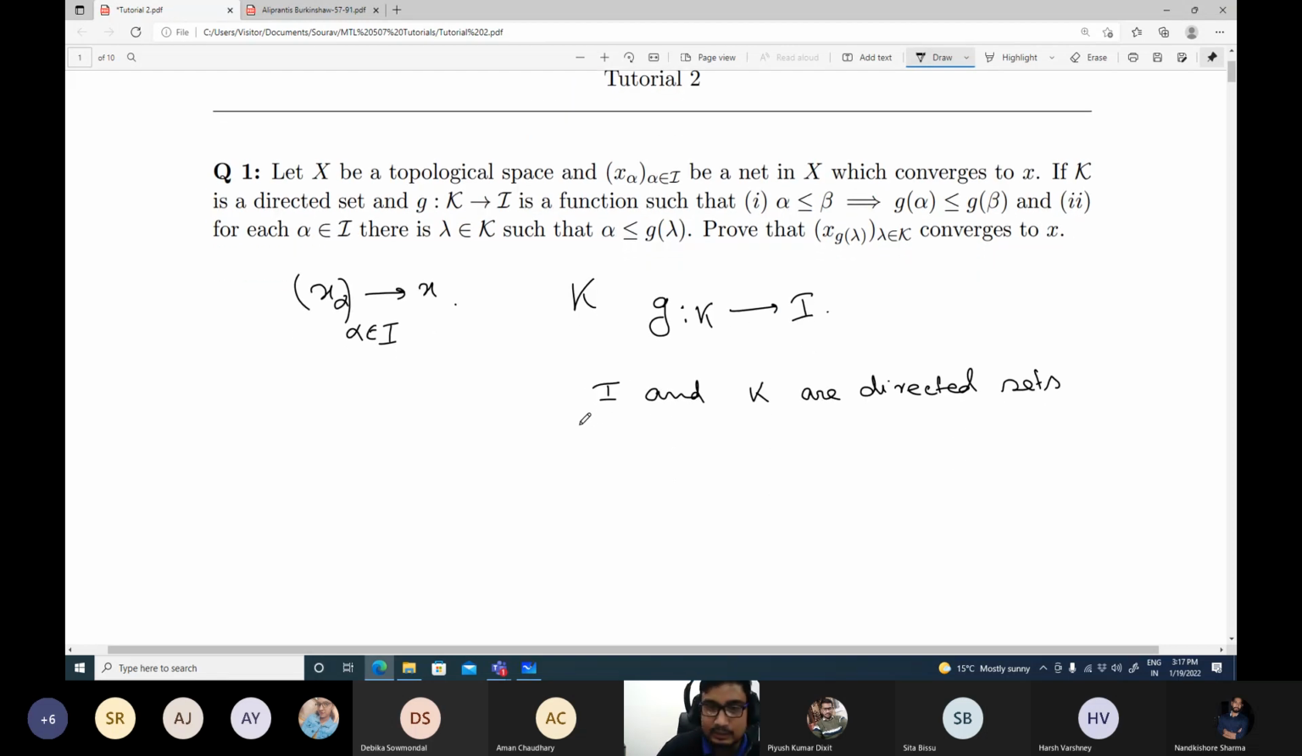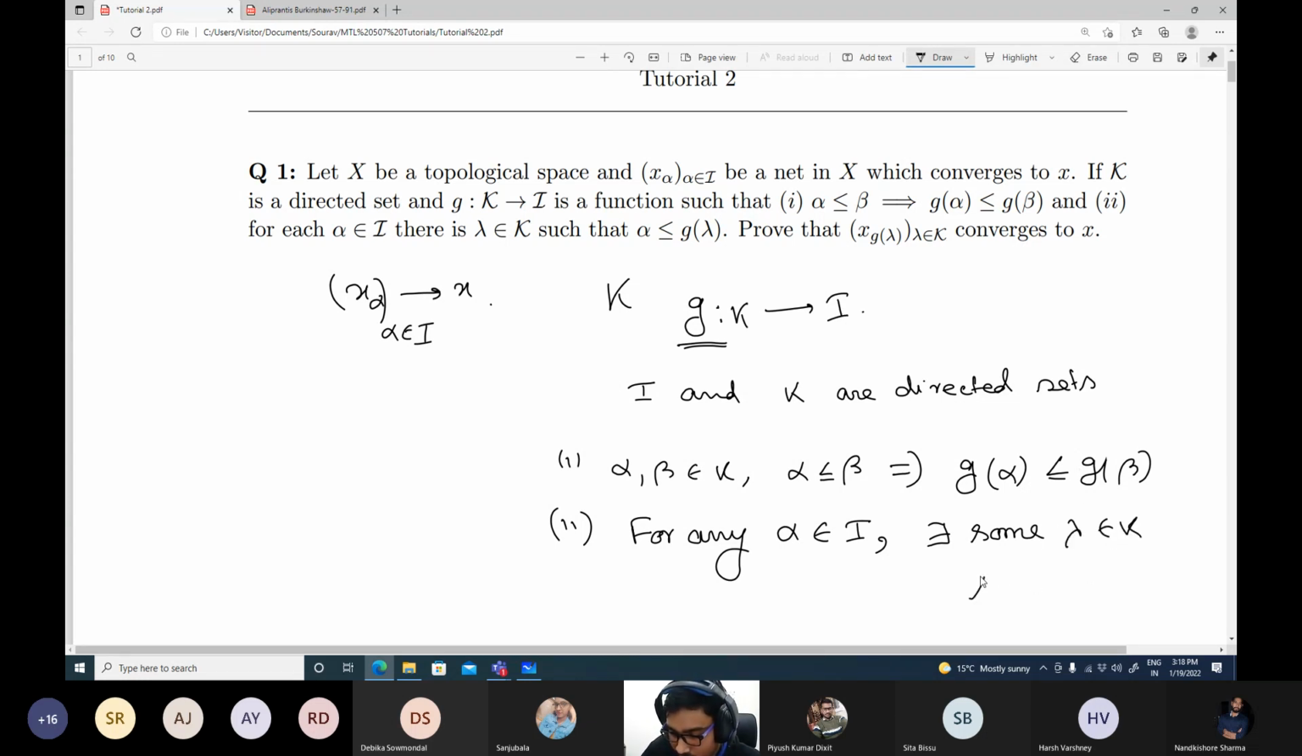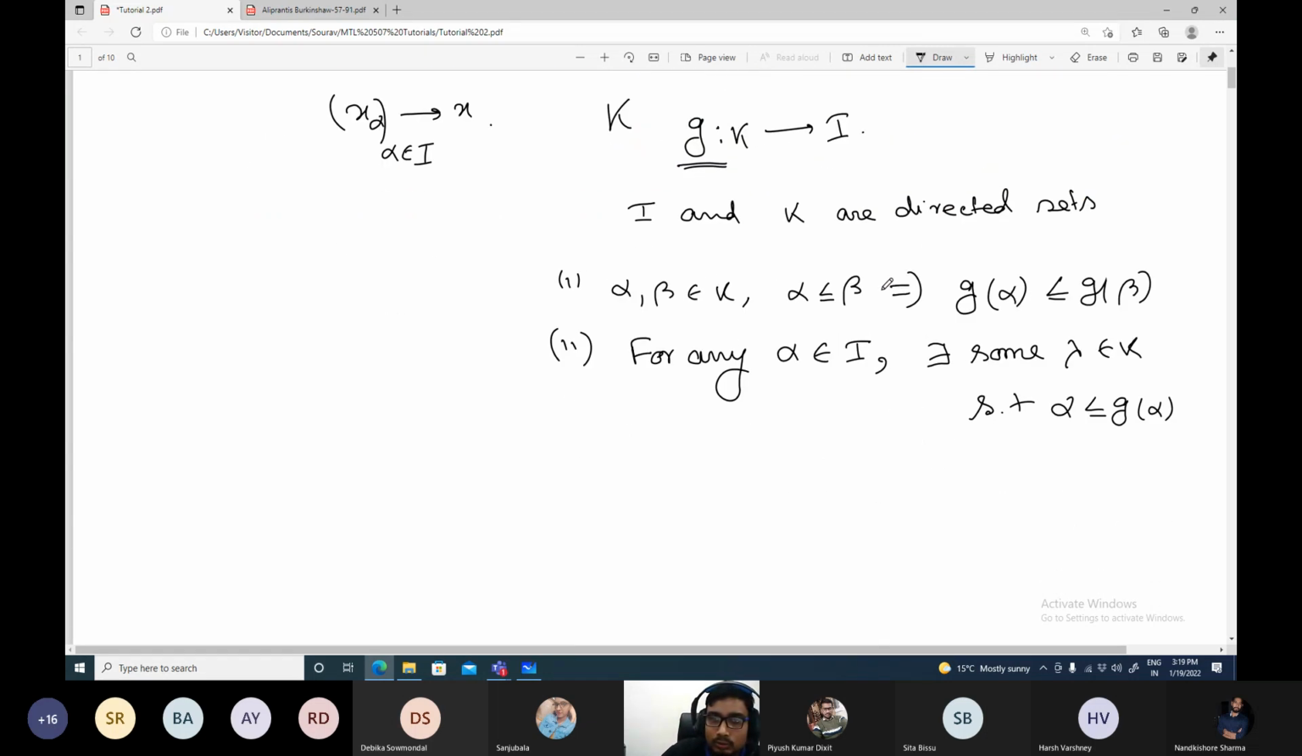Now this index set K has the following properties. If we have alpha less than or equal to beta, this will imply G of alpha is less than or equal to G of beta. And the second condition is, for any alpha belongs to I, there exists some lambda belongs to K such that alpha is less than or equal to G of lambda. Okay, so this is given.